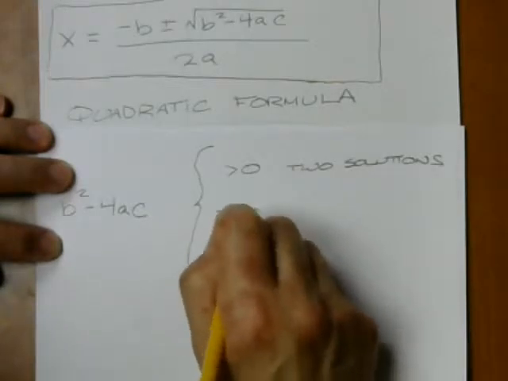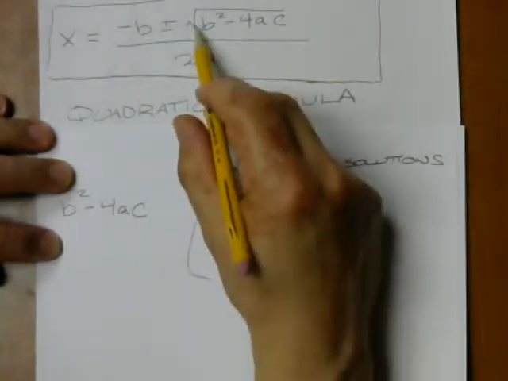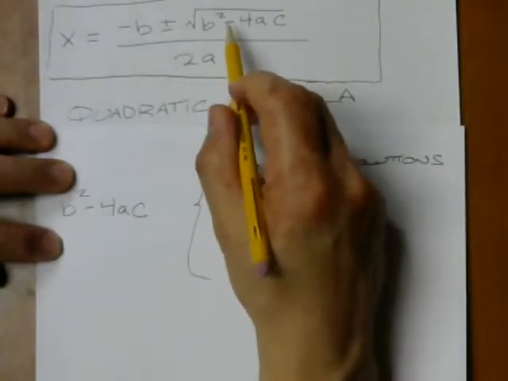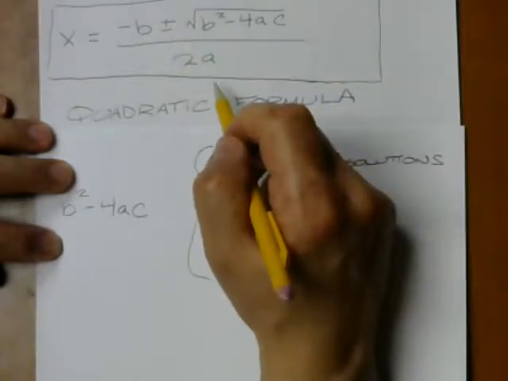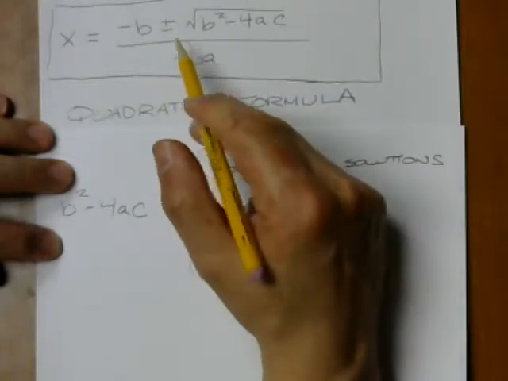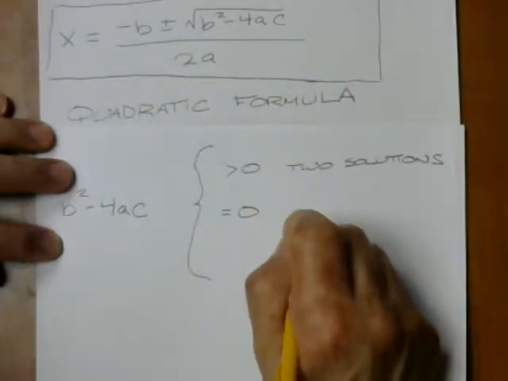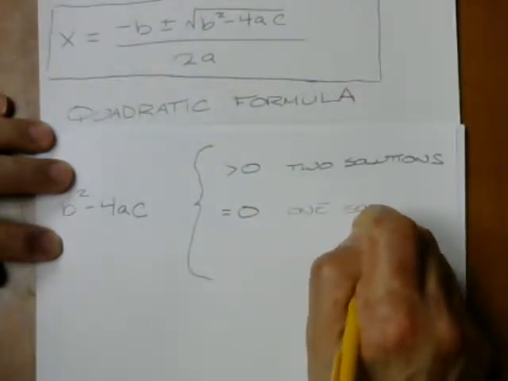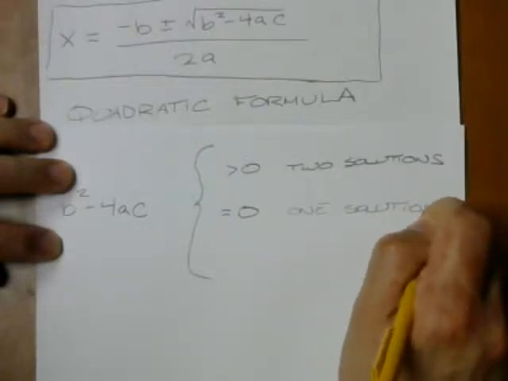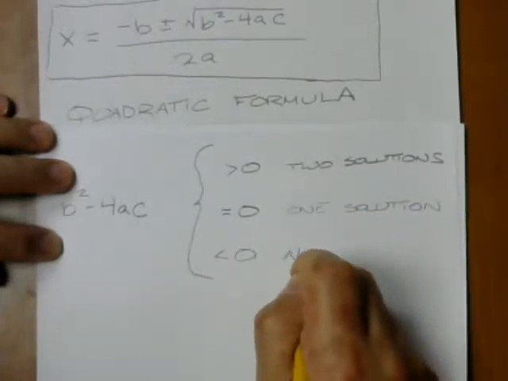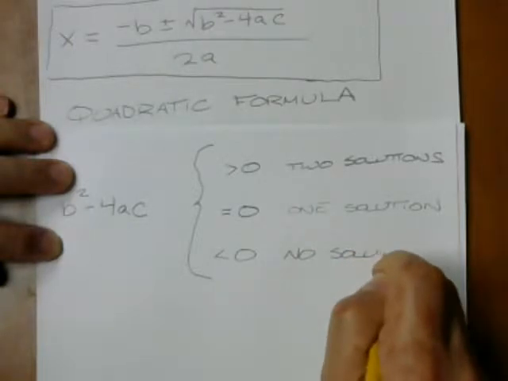If this is equal to 0, then I get root 0 right here. And if I add or subtract 0, I get the same thing. So I'm going to get negative b over 2a no matter what. So that's just going to give me one solution. And if it's less than 0, I get no solutions.